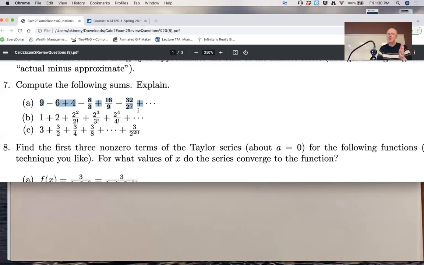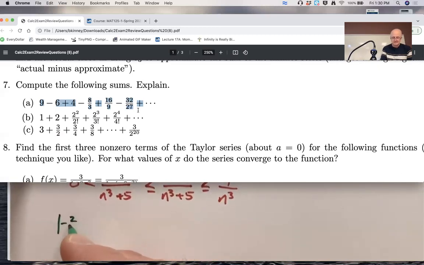There is a common ratio that is any term divided by the previous term. Negative 2/3. Negative 6 divided by 9 is negative 2/3. 4 divided by negative 6 is negative 2/3. Negative 8/3 divided by 4 turns out to be negative 2/3. Alternatively, given any term, to get the next term, multiply by negative 2/3. So we know that as long as that common ratio has an absolute value less than 1, which it does, absolute value of negative 2/3 is positive 2/3, which is less than 1.